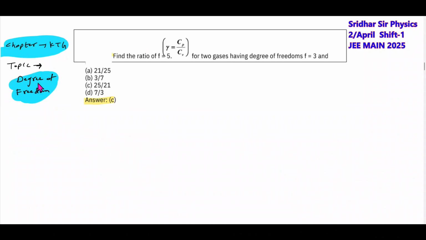This is a chapter, KTG and the degree of freedom. Let me read the question. Find the ratio of gamma equal to Cp by Cv for two gases having degree of freedom f equal to 3 and f equal to 5. One gas is having degree of freedom 3, other is having degree of freedom 5. Degree of freedom means then Cv equal to fR by 2, 3R by 2. This is some monoatomic gas. This is a diatomic gas.